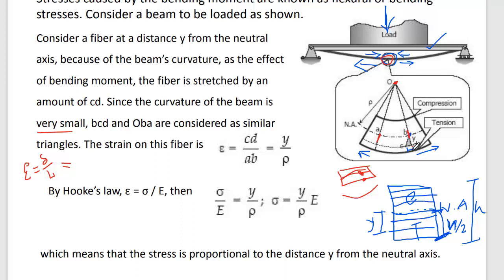So yes, sir. This portion CD is the elongation. So instead of del, can I change this del into CD? Yes, sir. This is the change and this is the del, right? What is the basic definition of strain? If you apply load, how much it changes, that is your del, right? This is the del.